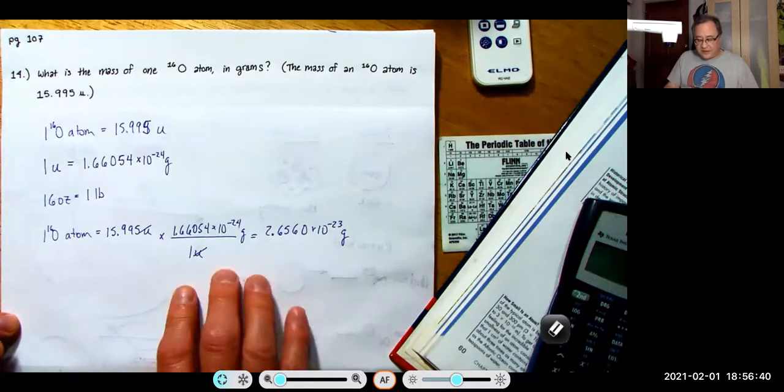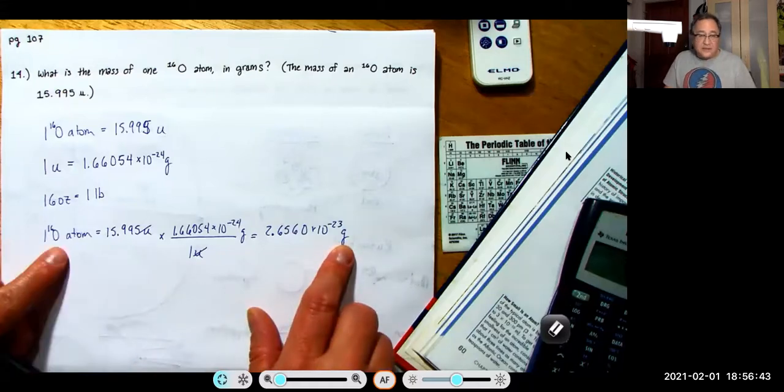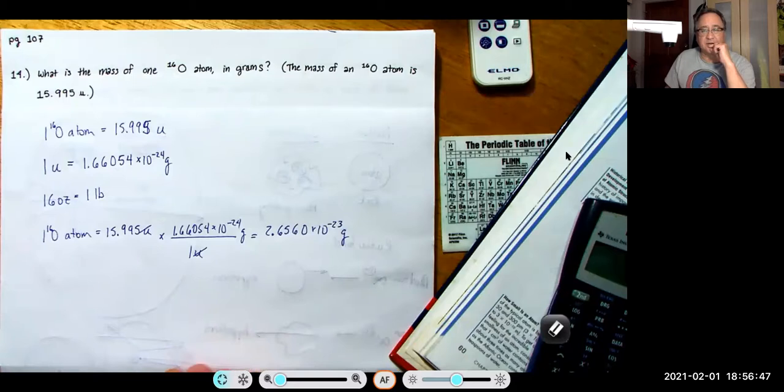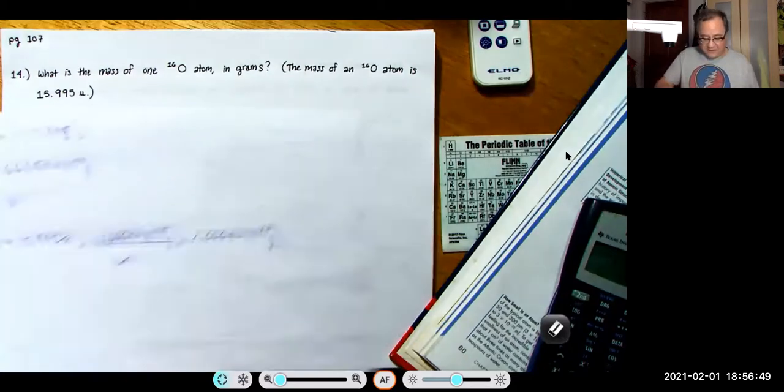Any questions here on the gram mass of one O16 atom? Or are we good to go? Good to go? Okay.